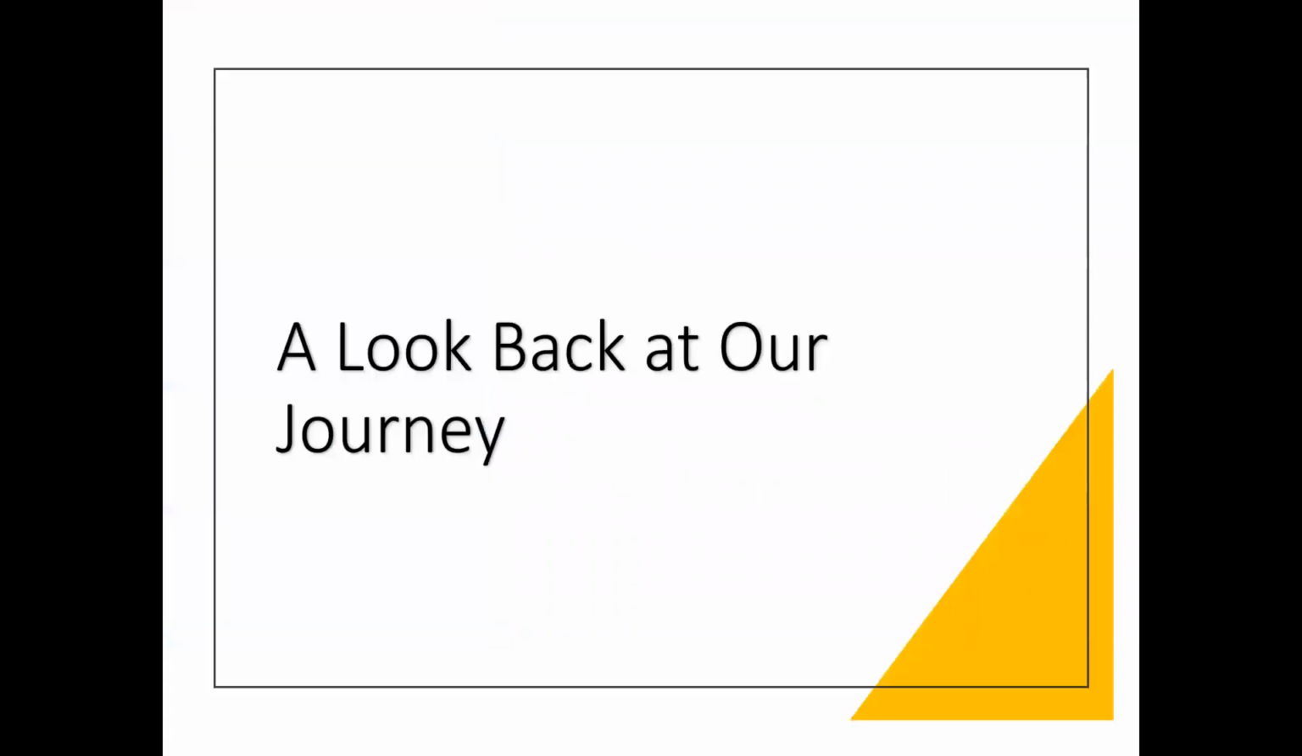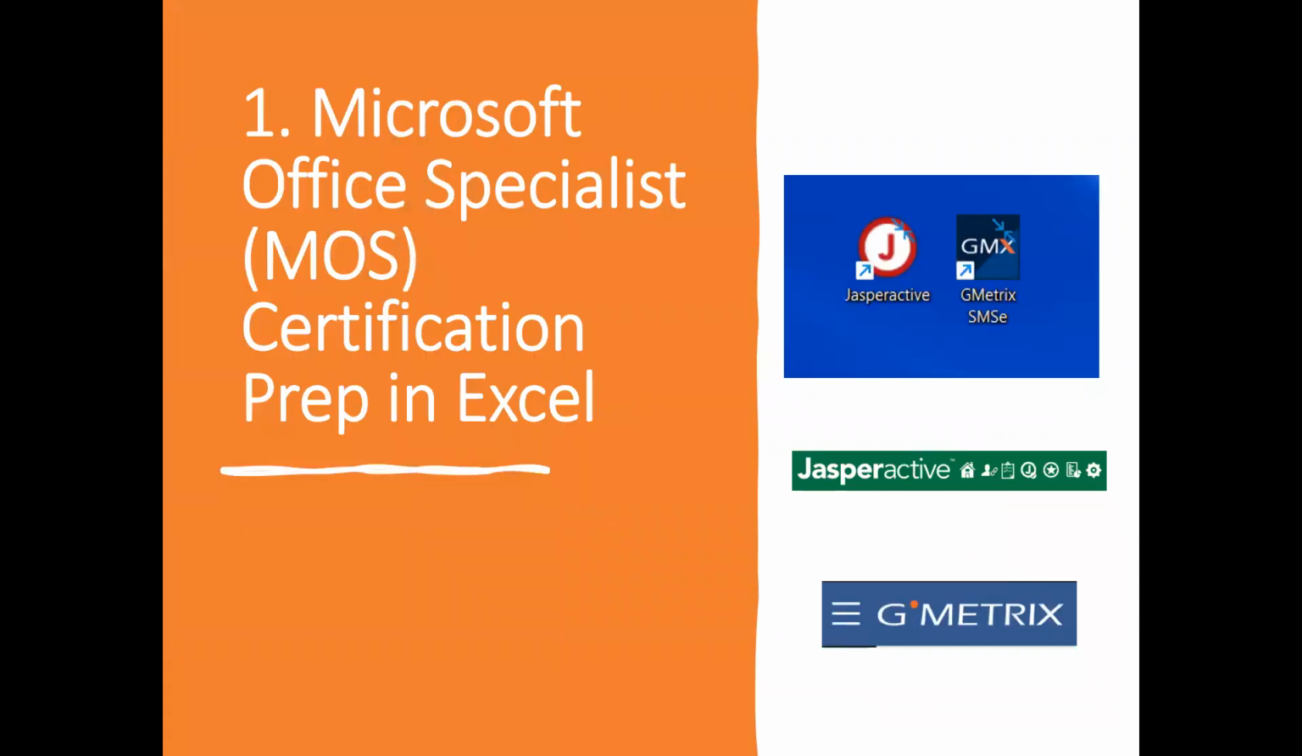All right, so now let's look back at our journey. We started with our Microsoft Office Specialist program certification preparation in Excel. And for that, we used 2 tools, right? We used Jasper Active and we used Gmetrics. As we know, Jasper Active is a learning software. It's just to learn. Whatever the class instruction is, we just follow that. And then at our own pace, we log in to Jasper Active, and there are 8 lessons. We practice the instructions on the right-hand side and we work on the left-hand side. So that's what the Jasper Active program is, a learning software for Excel.